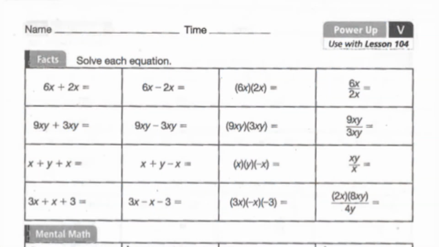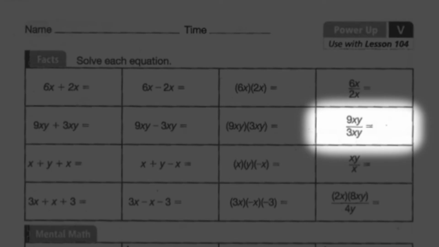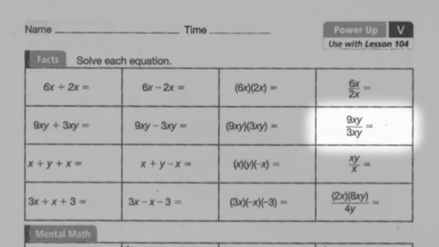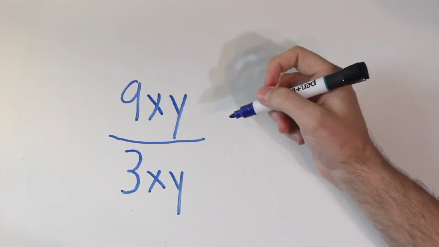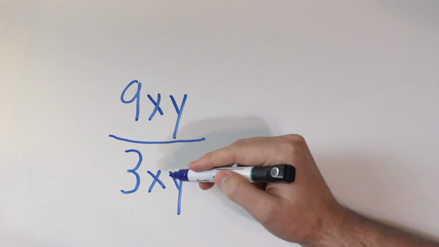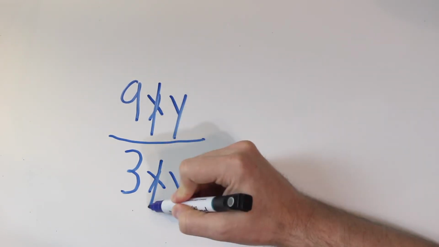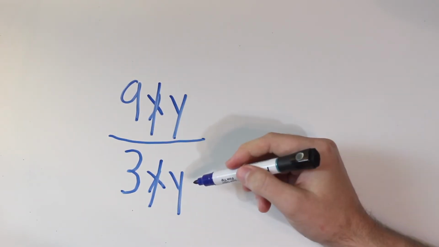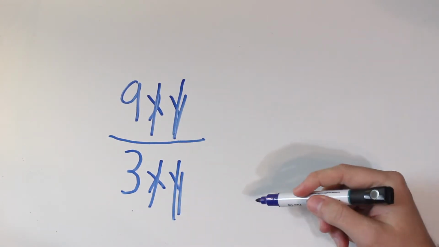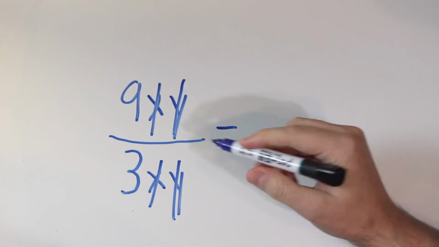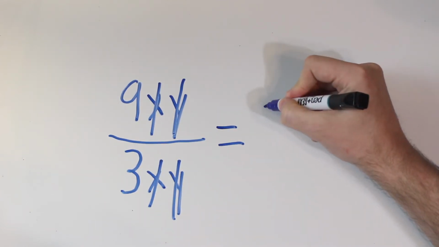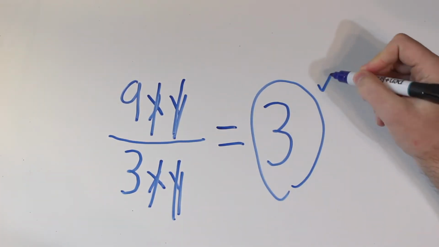Now we have division again. 9xy over 3xy. Just like our last division problem, let's cancel. x on top cancels with x on bottom. y on top cancels with y on bottom. That leaves us with 9 over 3. 9 divided by 3 is 3. That's our answer.